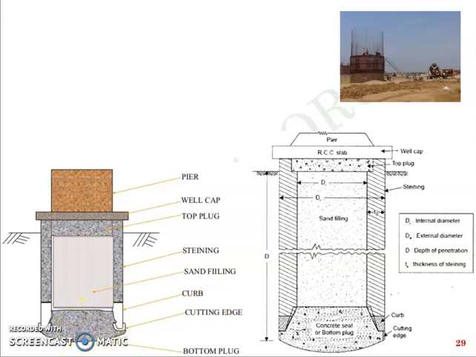Now, we'll start with the cutting edge. The cutting edge is nothing but a sharp edge iron angle. Now, the fundamental use of this is to penetrate the well into the soil substructure. So the construction process of a well is called a sinking of well.